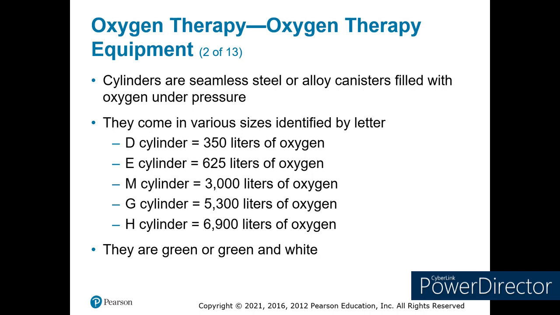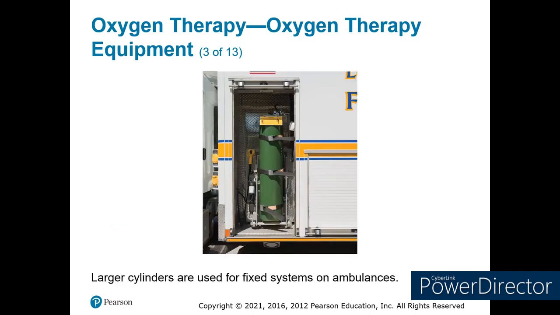The G's and the H's are more what you would have in long-term care facilities or in hospitals. Medical grade oxygen is almost always green or green with white. That's your only options here.